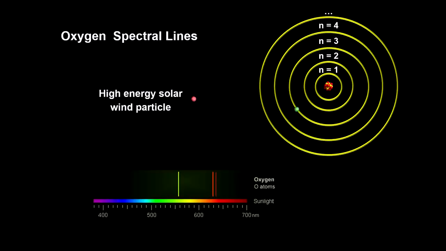In the case of the aurora, the high-velocity particles from the solar wind collide with the oxygen and nitrogen atoms in the thermosphere, driving electrons in those atoms to higher energy levels. When they drop back down, photons are created.